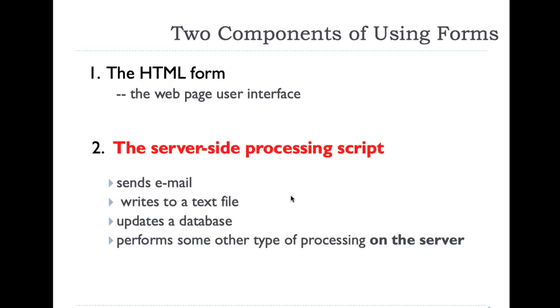So, 2 components of the form. You've got the HTML form that takes the data, sort of the quarterback, if you will, if you're familiar with football, American football. And then you've got the wide receiver, which is catching the football, or the data. So in line 2, we have the server-side processing script, which will maybe take the data and send an email out, maybe write it to a text file, maybe update a database. More than likely it'll be number 3 there, updates a database, or performs some other type of processing.